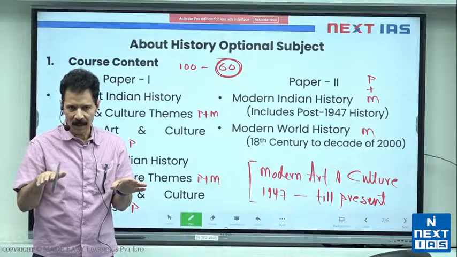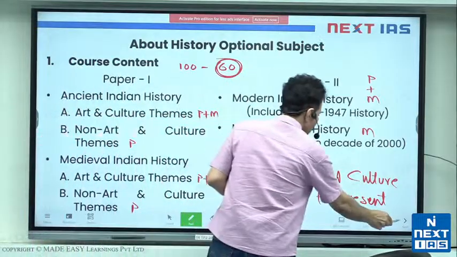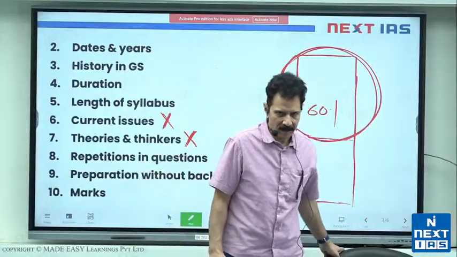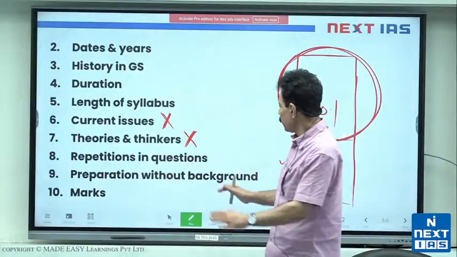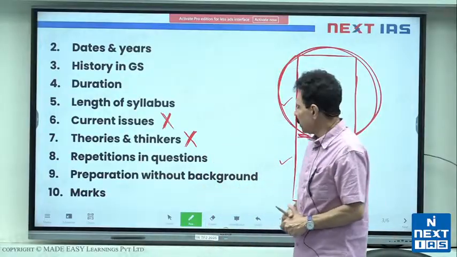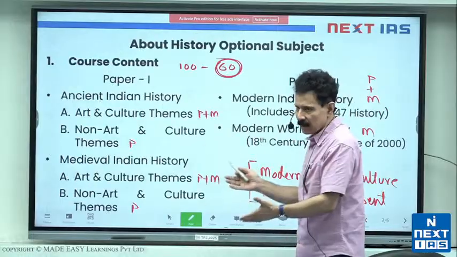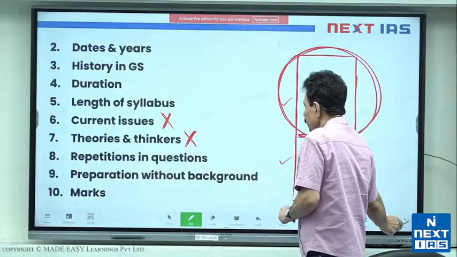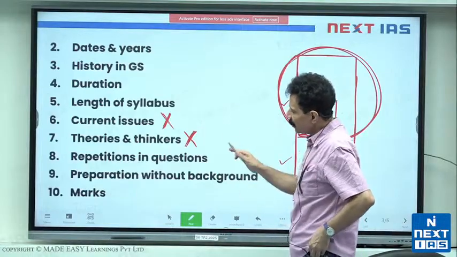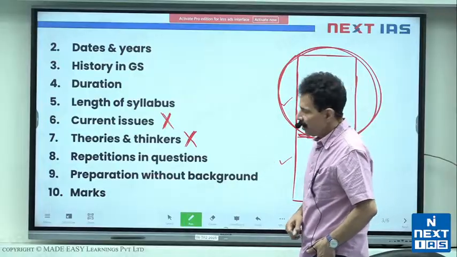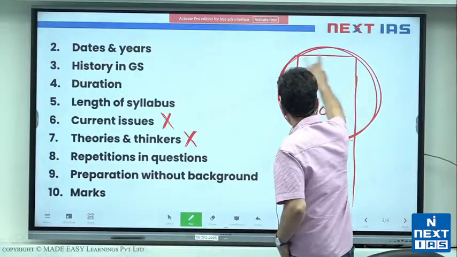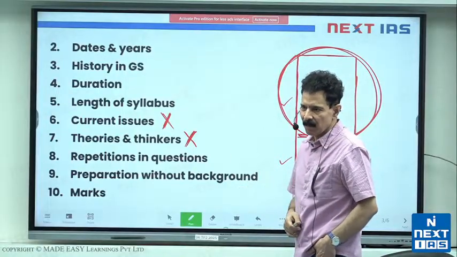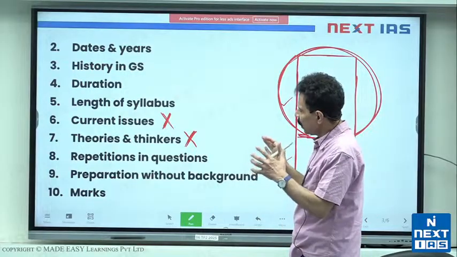I hope you're getting my logic, right? This is the logic on the basis of which I want to say that if you have interest, you can do it without background as well. Because anyway, all history you are doing in GS. And second thing, since current affairs is not there, typical theories and thinkers are not there. About the length of the syllabus, I have said this is the total length. If you work on 60%, you will have all the questions in the exam. All these you can also consider.